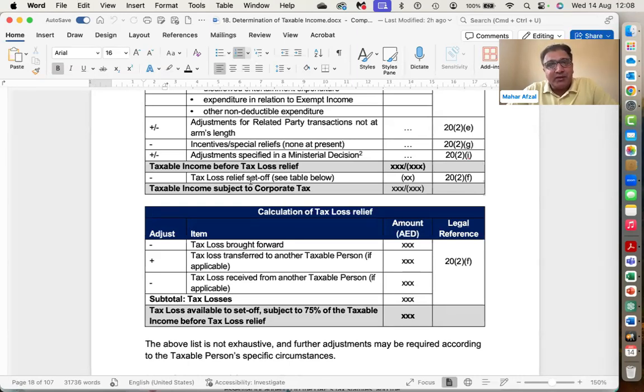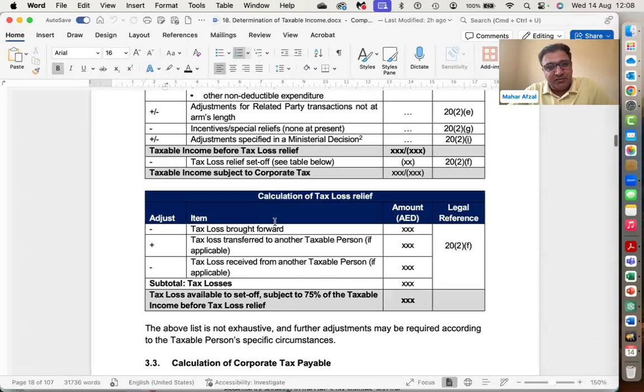This is a template that you need to follow while calculating your taxable income. So we'll look into the various case studies as well, the application of this template.